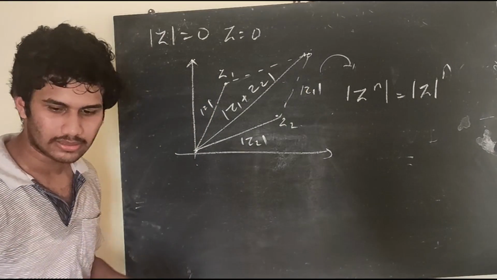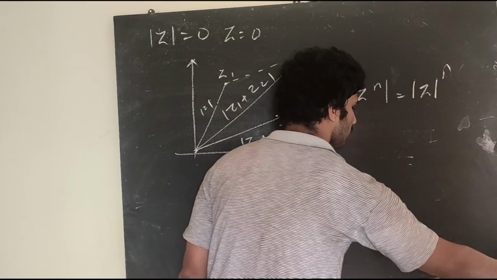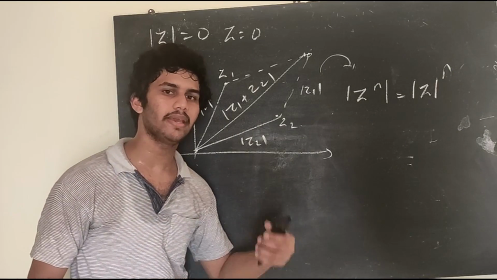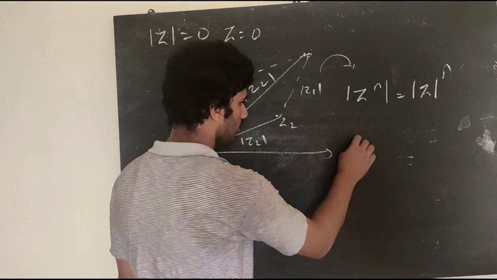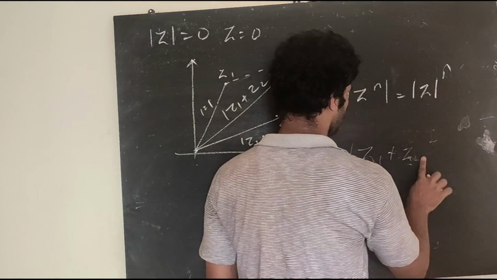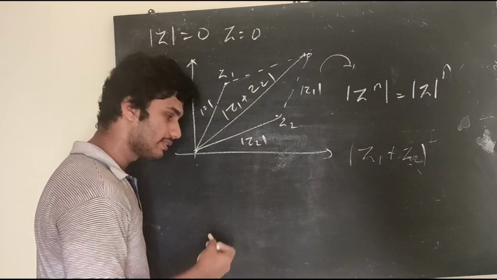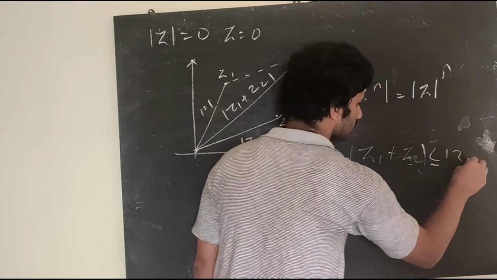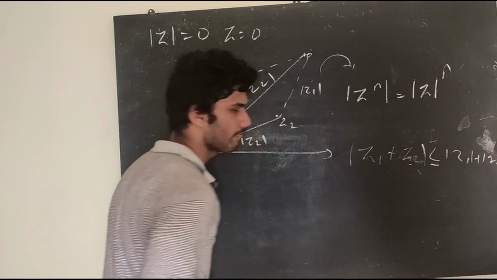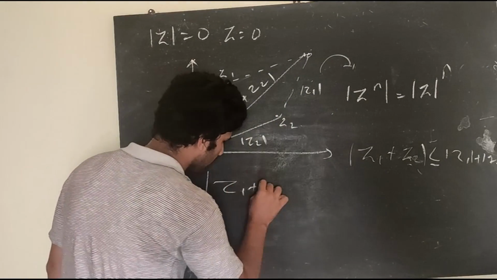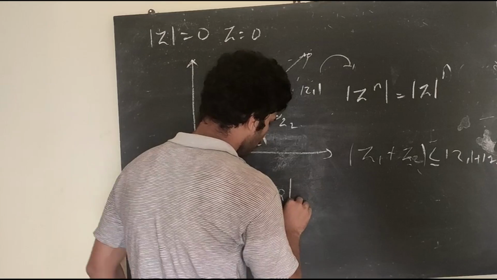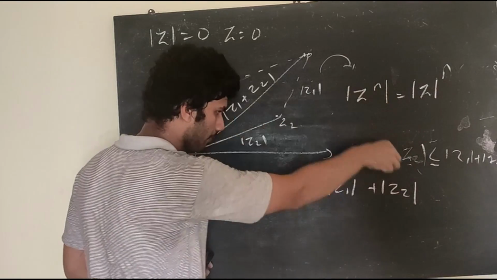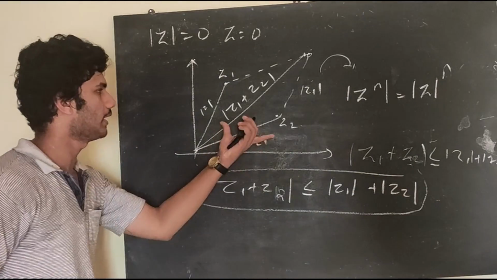Now you have been learning from class, I don't remember which class, the sum of two sides of a triangle will be greater than the third side. So definitely modulus of Z1 plus Z2 is the third side. This distance will be less than or equal to the sum of the other two distances. Simple. So modulus of Z1 plus Z2 will be less than or equal to modulus of Z1 plus modulus of Z2. Hope you understand this from this particular diagram.